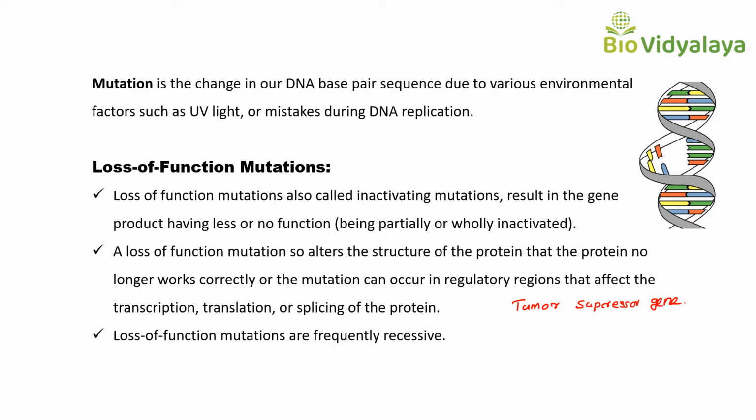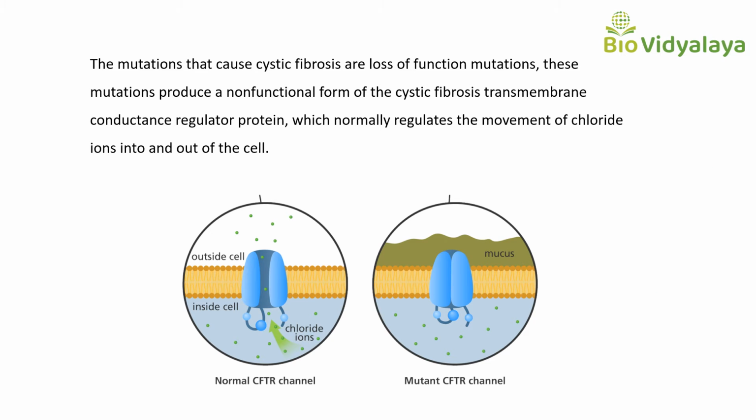So, these loss of function mutations are frequently recessive. For example, the recessive disease cystic fibrosis. The mutations that cause cystic fibrosis are loss of function mutations. This mutation produces a non-functional form of the cystic fibrosis transmembrane conductance regulator protein, which normally regulates the movement of chloride ions into and out of the cell.